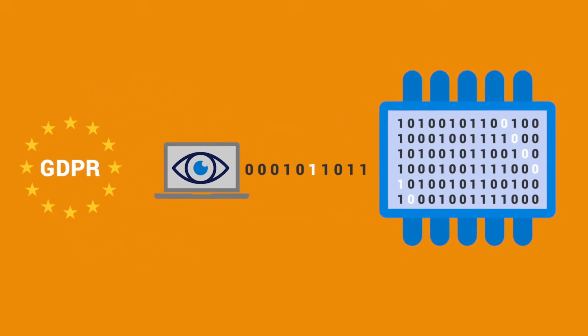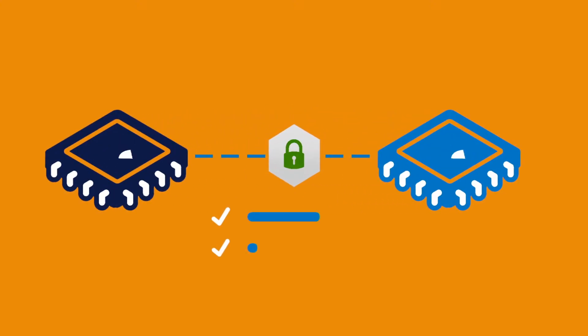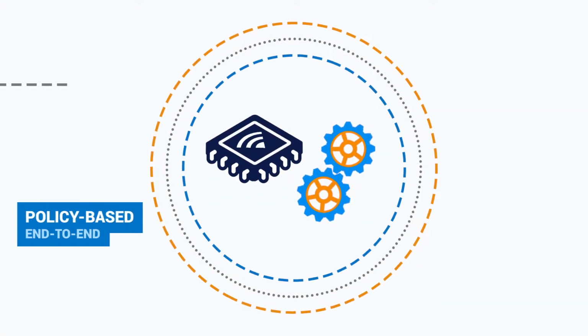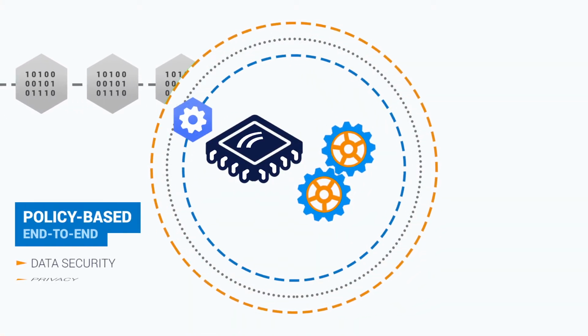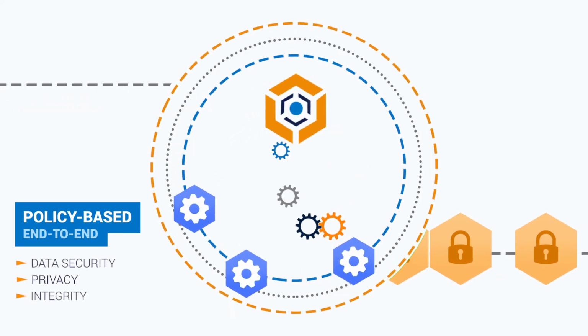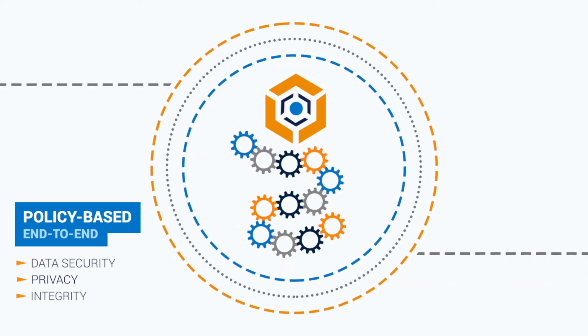IoT use cases are always about data. Implementing end-to-end data security and meeting compliance is a daunting task. Data encryption module addresses the policy-based end-to-end data security, privacy, and integrity. Device Authority's extensive ecosystem and integrations with partner products or platforms makes it easy.